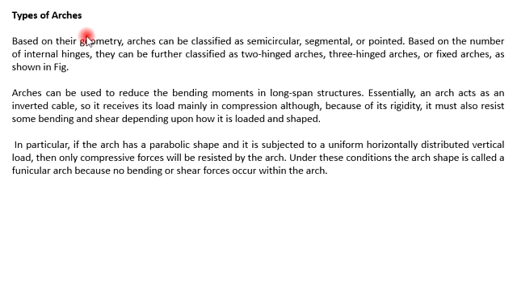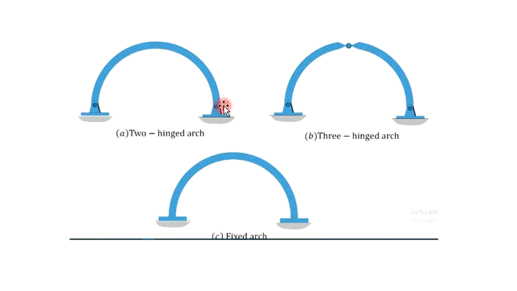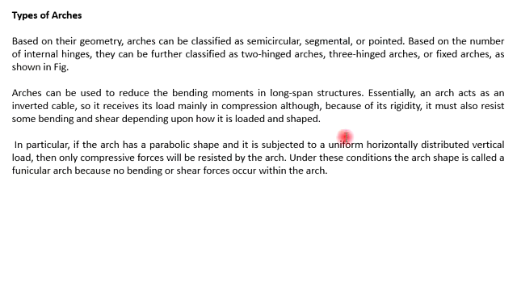Now, based upon its geometry, the arches are classified as semicircular, segmental, or pointed, and based upon the number of internal hinges, the arch can be classified as a 2-hinge arch, 3-hinge arch, or a fixed arch. You can see in the figure. In a 2-hinge arch, there are 2 hinges at the support. In a 3-hinge arch, there are 2 hinges at the support and 1 at the midpoint. And in a fixed arch, there is no hinge provided throughout the arch as well as on the support.